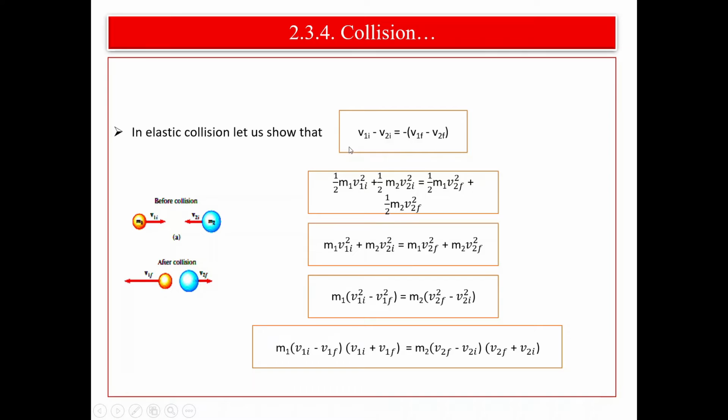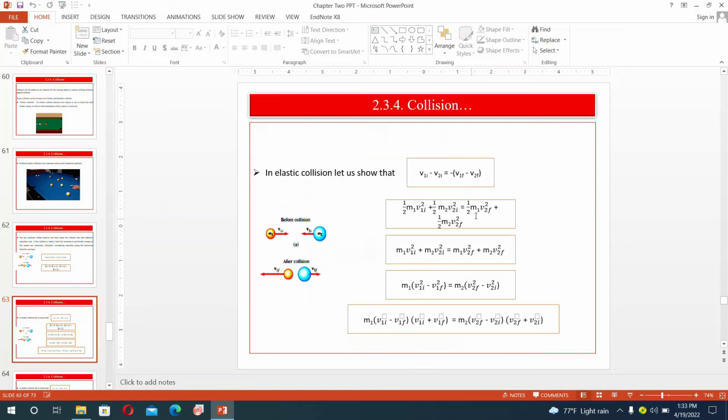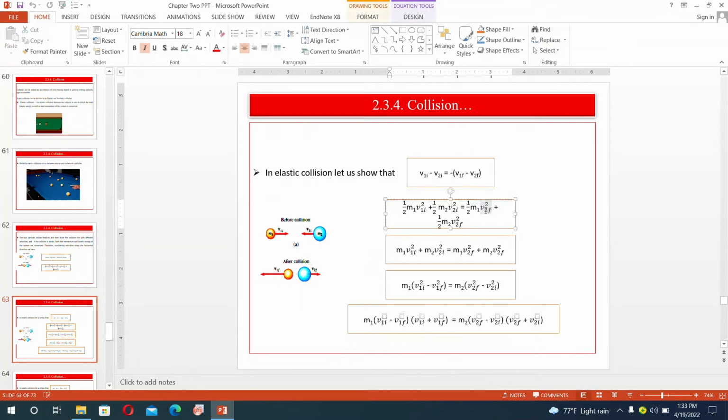Let's prove it. In order to prove this, we can start from the kinetic energy initial, which is 1 over 2 m1 v1 initial square plus 1 over 2 m2 v2 initial square, equal to 1 over 2 m1 v1 final square plus 1 over 2 m2 v2 final square. By the way, this is v1 final, sorry, it's not v2 final.